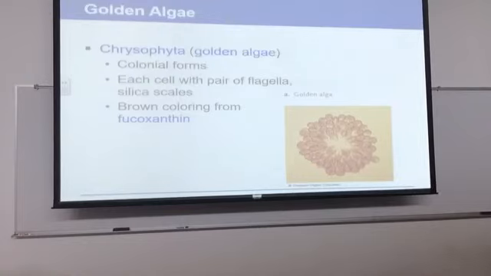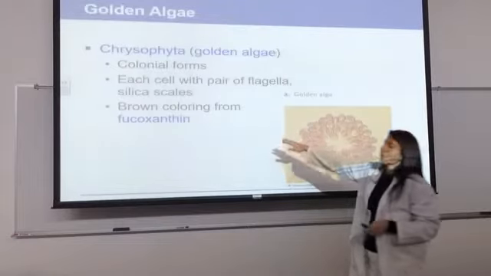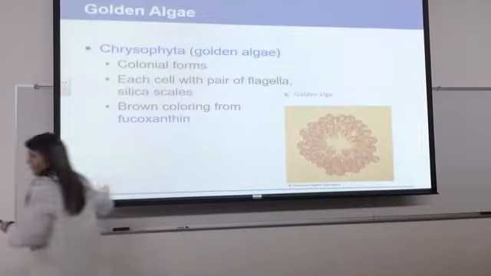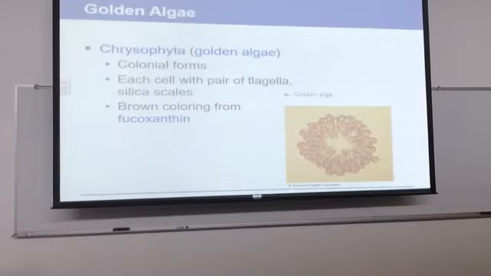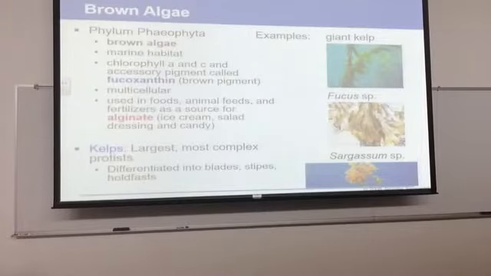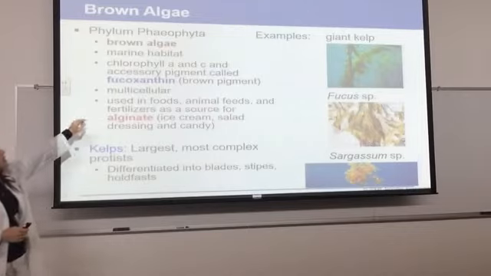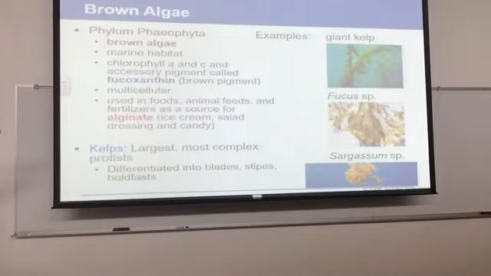We've already talked about the properties of colonies before. It mentions that they have flagella, which is used for long distance movement. It also has a brown coloring from the pigment called fucoxanthin, a defining characteristic of golden algae. Brown algae has that same brown pigment, fucoxanthin, but it also has chlorophyll A and B, so it tends to have a darker color.